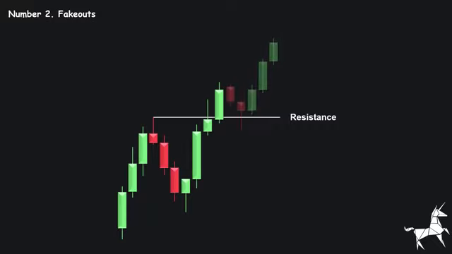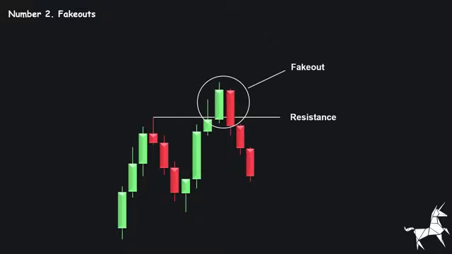However, if the market breaks right through and doesn't show any resistance, this is called a fakeout. It indicates a significant shift in momentum and signals a possible reversal, or a correction at least to the recent supply area.